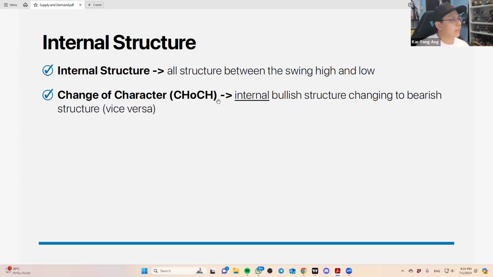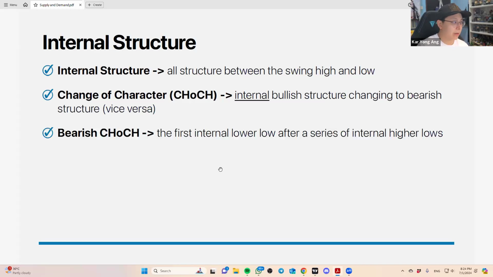So we have this term called change of character, in short CHOCH. The whole idea is basically from bullish change to bearish, or bearish change to bullish. The first sign of a shift, we label it as change of character. The principle behind change of character and break of structure is more or less the same. It's just the usage of it that is different.